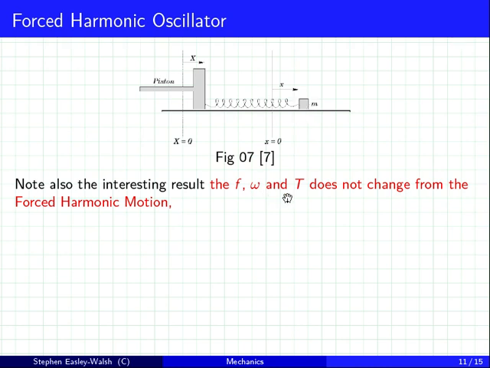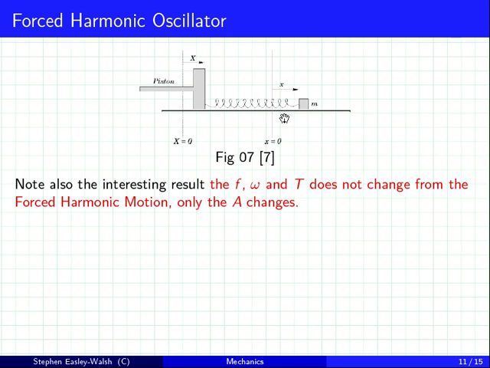Now that's obvious, because what's the formula for T? It's 1 over F. And what's the formula for omega? 2π over T. So of course if the F doesn't change, then these don't change either. But I think that's interesting. You might think, oh, if this is going really fast, maybe that will make this one move really fast in frequency as well. It doesn't.